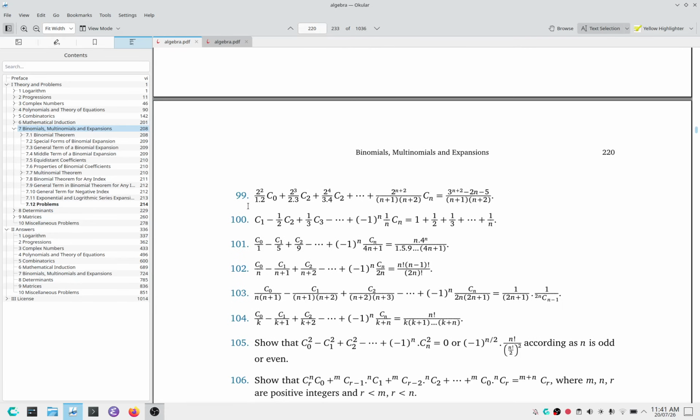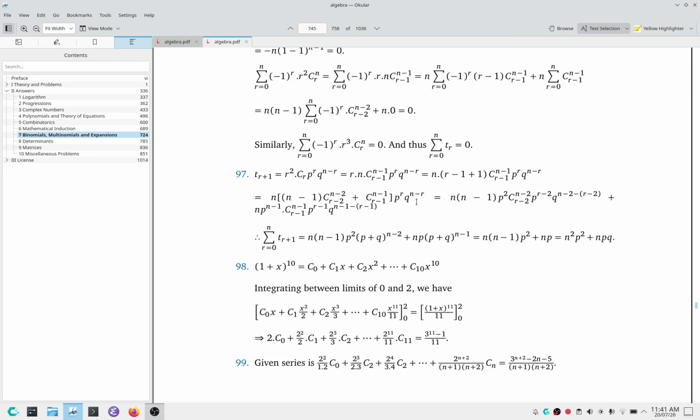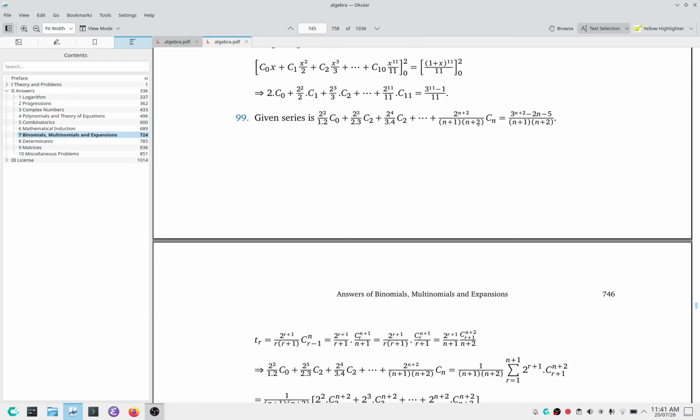Now we look at question 99. It says that we have to prove that 2 square upon 1 dot 2 C0 plus 2 cube upon 2 dot 3 C1 plus 2 to the power 4 upon 3 dot 4 C2, and so on up to 2 to the power n plus 2 upon n plus 1 times n plus 2 Cn is equal to 3 to the power n plus 2 minus 2n minus 5 upon n plus 1 times n plus 2. So this is what we have to prove.